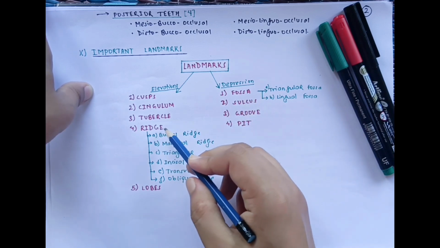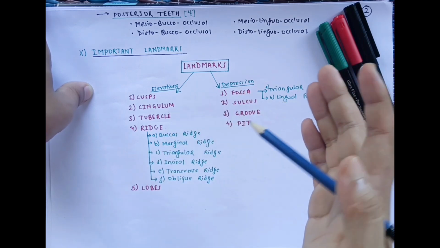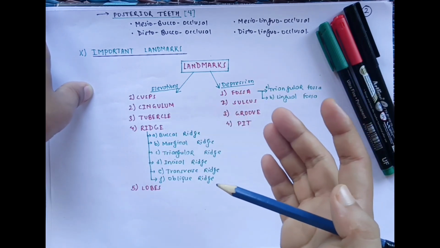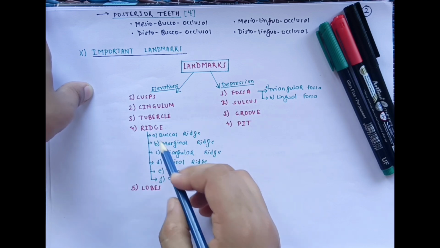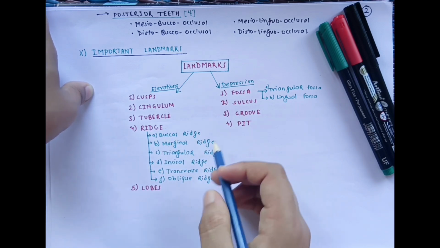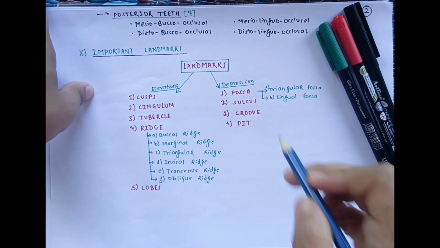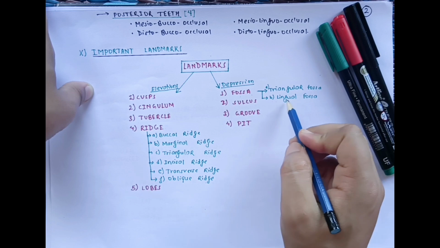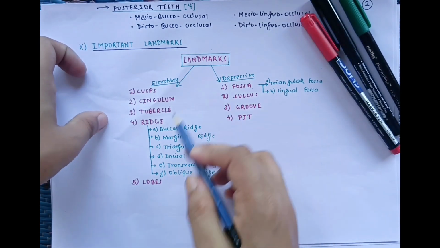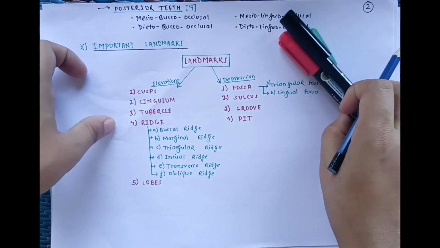The ridge is further divided into six other types. They are actually the types of ridge: buccal ridge, marginal ridge, triangular ridge, incisal ridge, transverse ridge, and oblique ridge. Similarly, in fossa we also have two different kinds, triangular fossa and lingual fossa. So we will be dealing with all those landmarks.